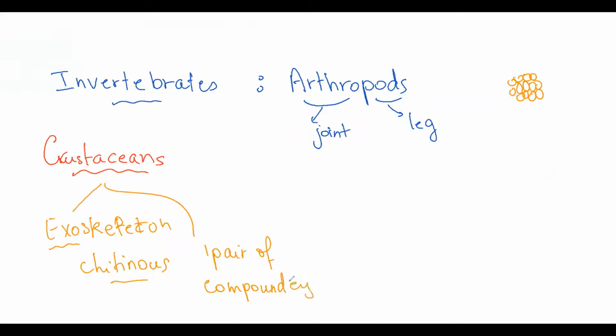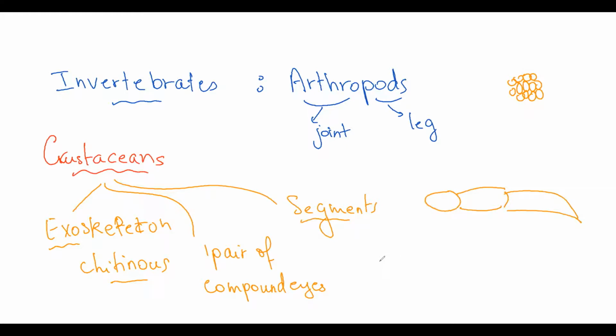Also, their body is divided into segments. What's meant by segments is that the body is divided into head, thorax, and abdomen, 3 segments, and the jointed legs are attached to these segments. And of course, here in Crustacea, they have more than 4 pairs of jointed legs, and they are provided with antennae in the front of their head.